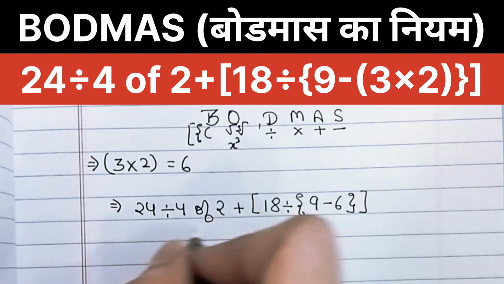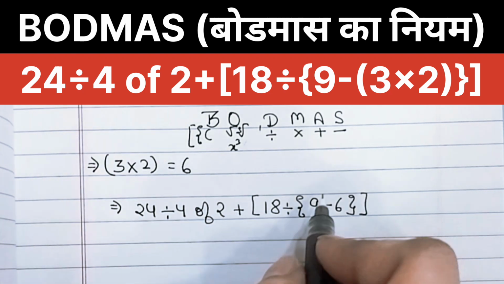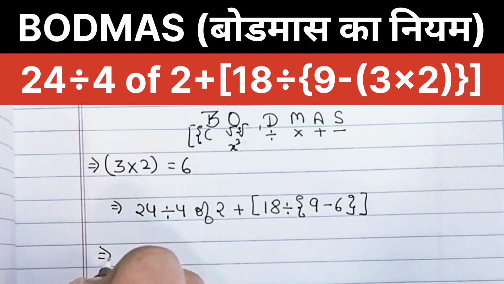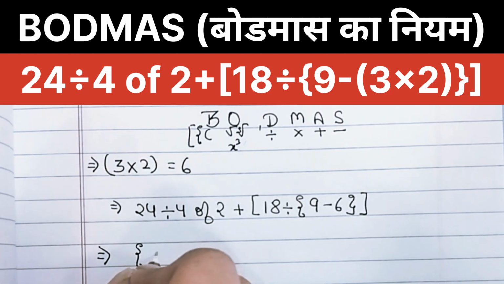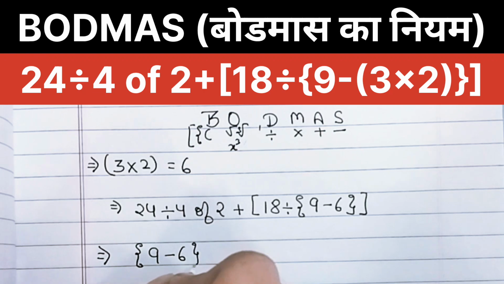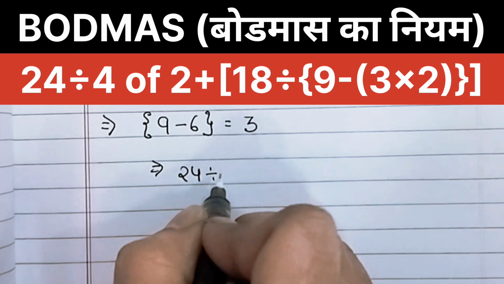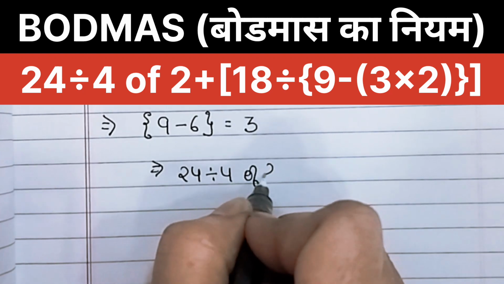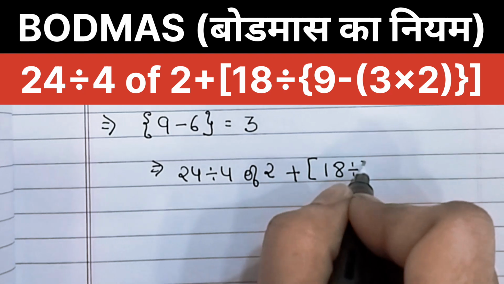Now according to this step 1, BODMAS always starts with the innermost bracket first to simplify the core of the problem. Now step 2, solve the curly brackets. As you can see here, we solve the curly bracket 9 minus 6 and we get 3. Now the expression becomes 24 divided by 4 of 2 plus square bracket 18 divided by 3.